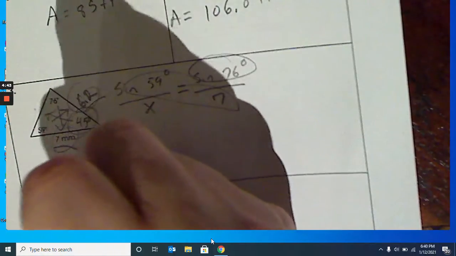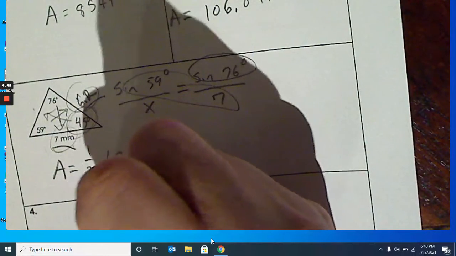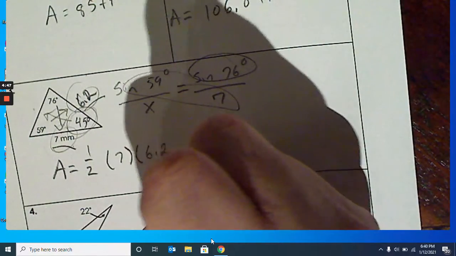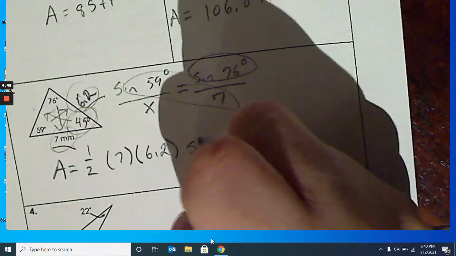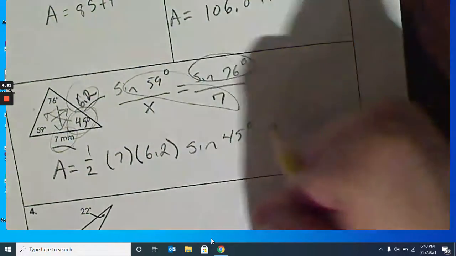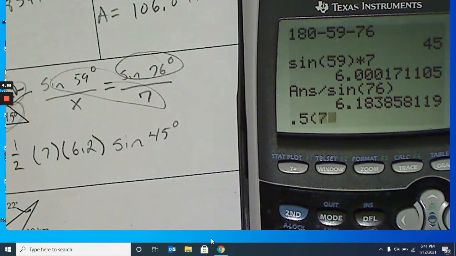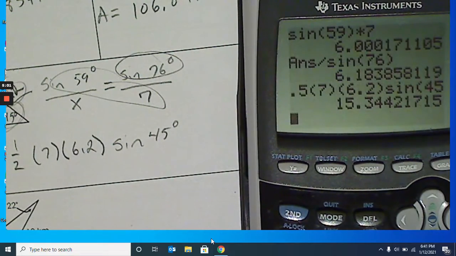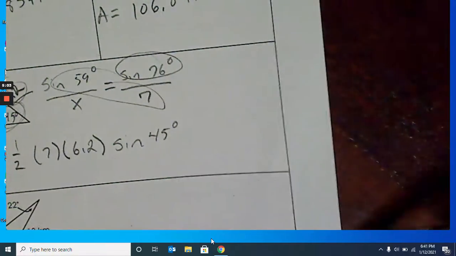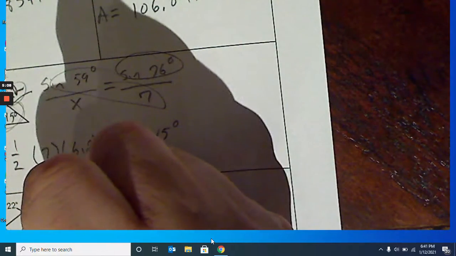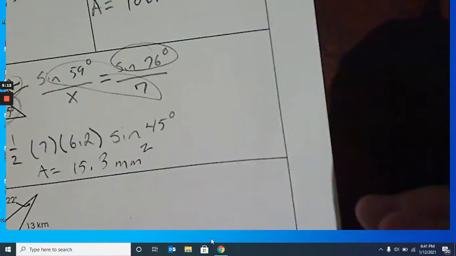Area equals 1/2 of A, which we'll call 7, and B, which we'll call 6.2, sine of 45 degrees. So 0.5 times 7 times 6.2 sine 45 degrees. It looks like it's about 15.34. So the area is about 15.3 millimeters squared. Okay.